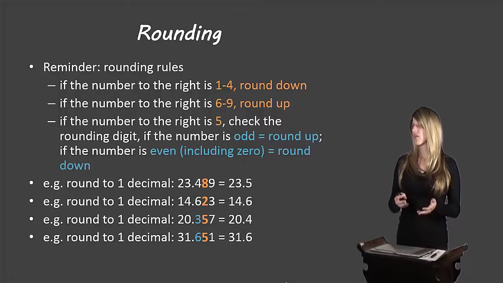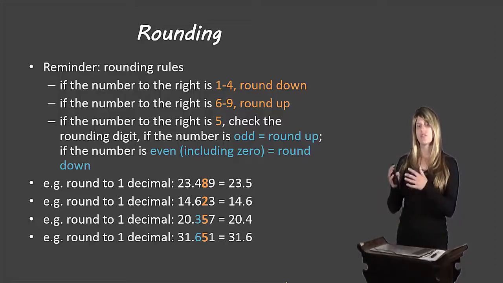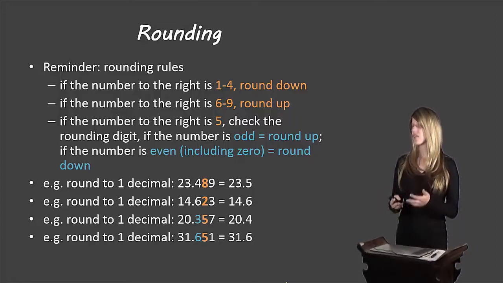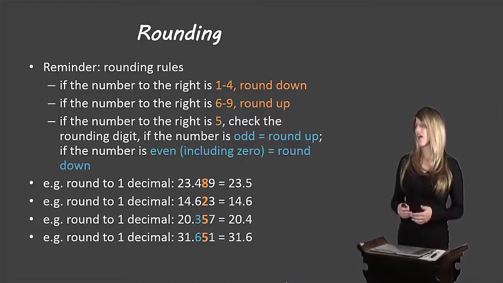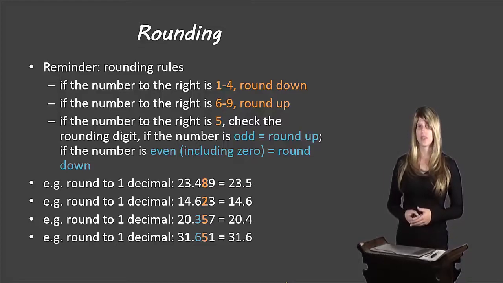We'll look at the next one. The rounding digit is 3 and it has a 5 next door. So do we round up or down? Well, since the rounding digit is a 3 and that's an odd number, that means we will round up. So it'll end up as a 4. In our last example, the rounding digit is 6. And we can see the number next door is a 5, so again we need to decide if we should round up or down. Since the rounding digit is a 6 and that's even, that means we round down, and so we leave it at 31.6.